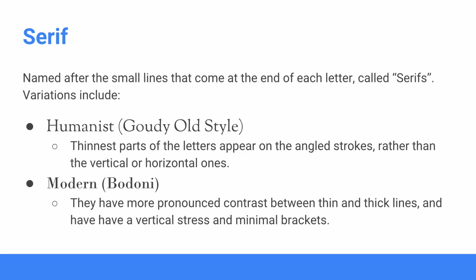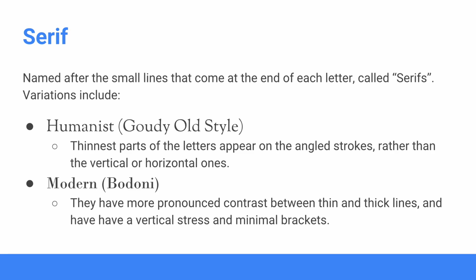So serif fonts are usually named after the small lines that come at the end of each letter, called serifs. So we'll see some serifs soon. Some variations of the serif fonts are humanist and modern. I want you to notice how both fonts have those tiny lines or triangles, or however you want to call them, those tiny extensions that come at the end of each letter. Those are what we are calling serifs. That's why this is called the serif font.